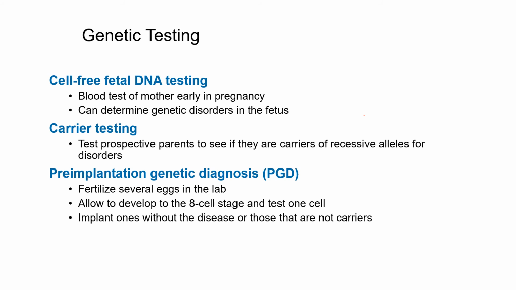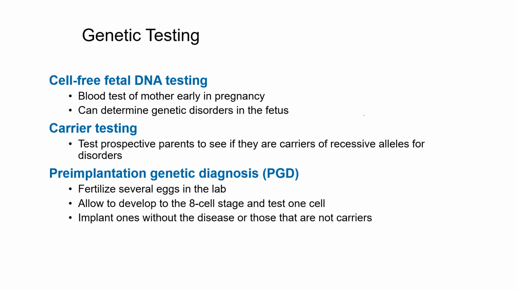We do this in humans too, though. We can test to see if people are carriers for recessive alleles. We can test to see if a fetus has a genetic disorder. There's even, in severe cases, where you've got two parents who are carriers of a really deleterious recessive allele, meaning if they're both carriers, there's a 25% chance that their kid will have that trait.